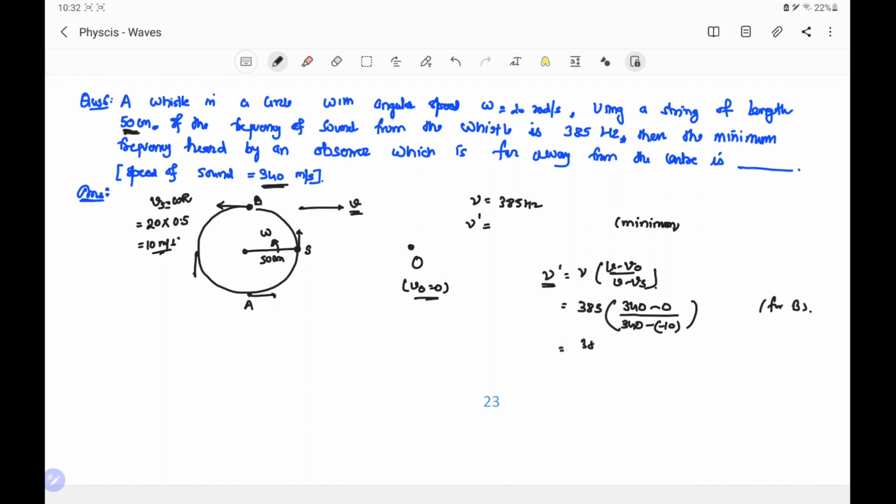Therefore, we will have 385 into 340 by 350. This 0 and 0 get cancelled. This is equal to 385 into 34 by 35. Cancelling by 5, it will be 7 and it will be 77. Further on, cancelling by 7, we will have 11. So this is equal to 11 into 34, and this will give 374 Hertz. This is the answer.